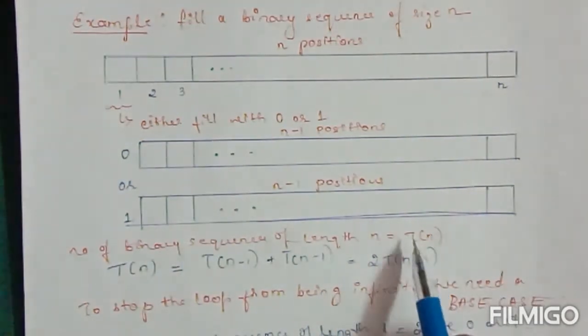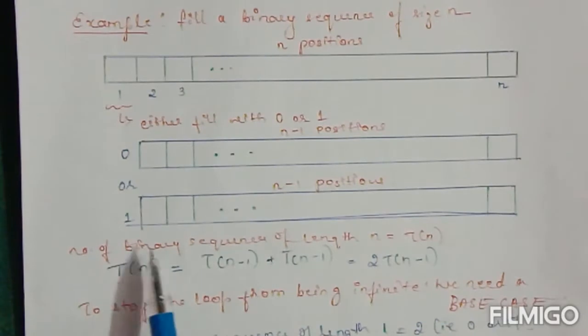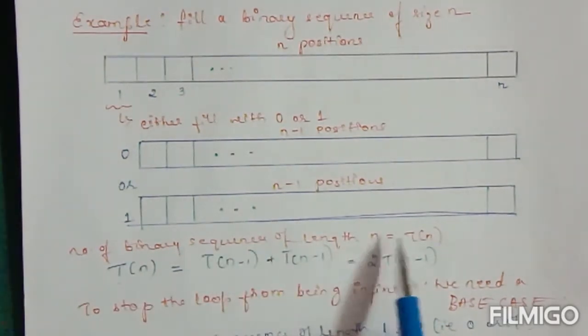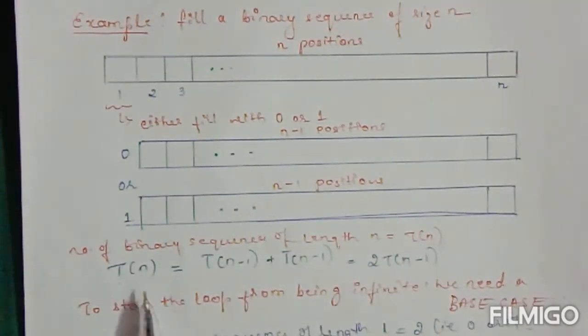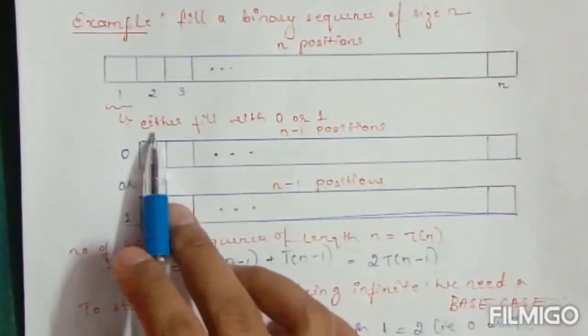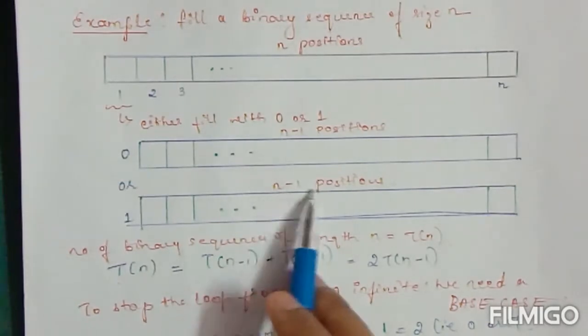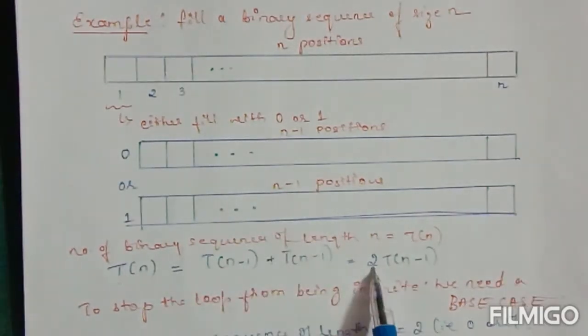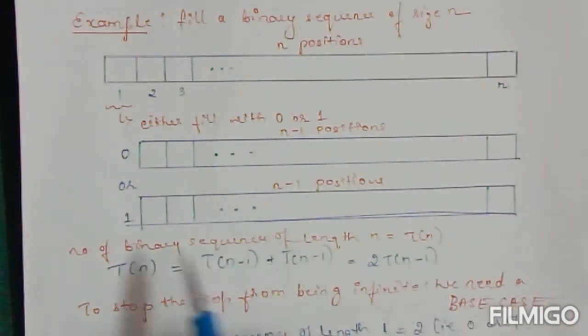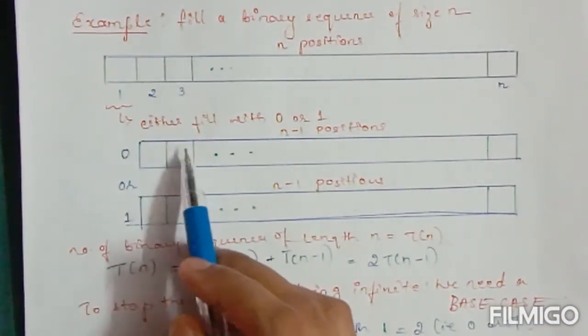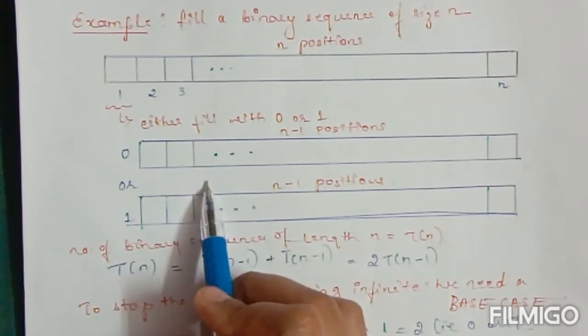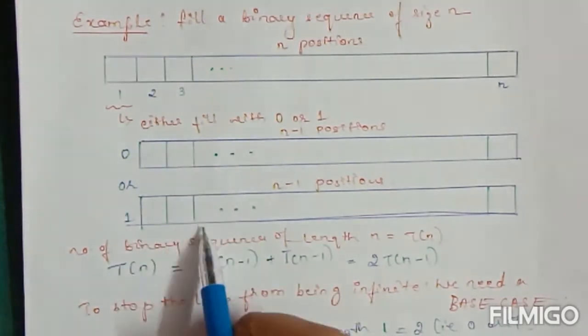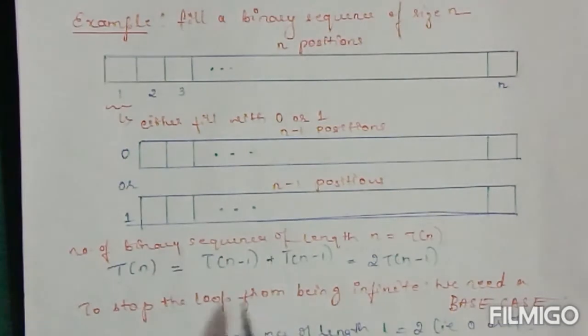So let me take T of n as the number of sequences of length n. How many sequences do you have? So you can tell the number of sequences of length n is the number of sequences of n minus 1 plus the number of sequences of n minus 1. So it is 2 times T of n minus 1. Now if I want to take again n minus 1, after I fill the next position, again I will have n minus 2 ways. Here again I will have n minus 2 and n minus 2 ways. So this recurrence relation keeps on continuing.